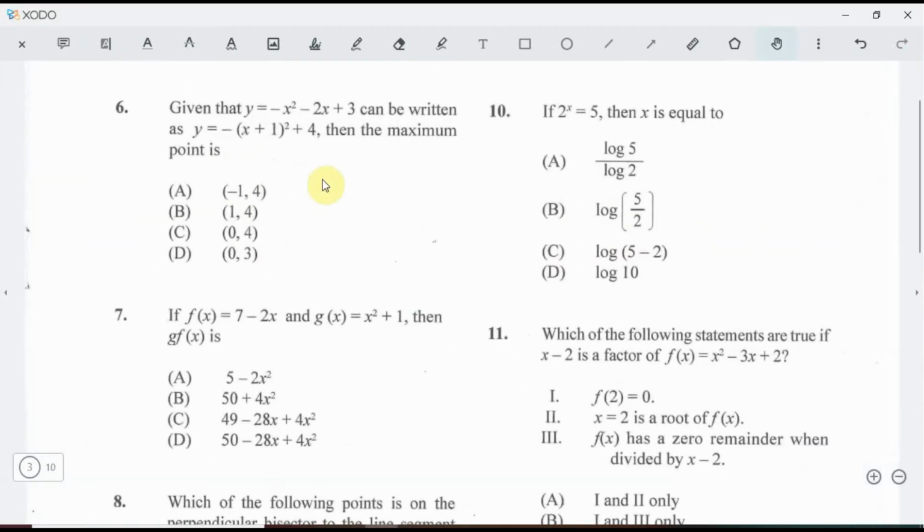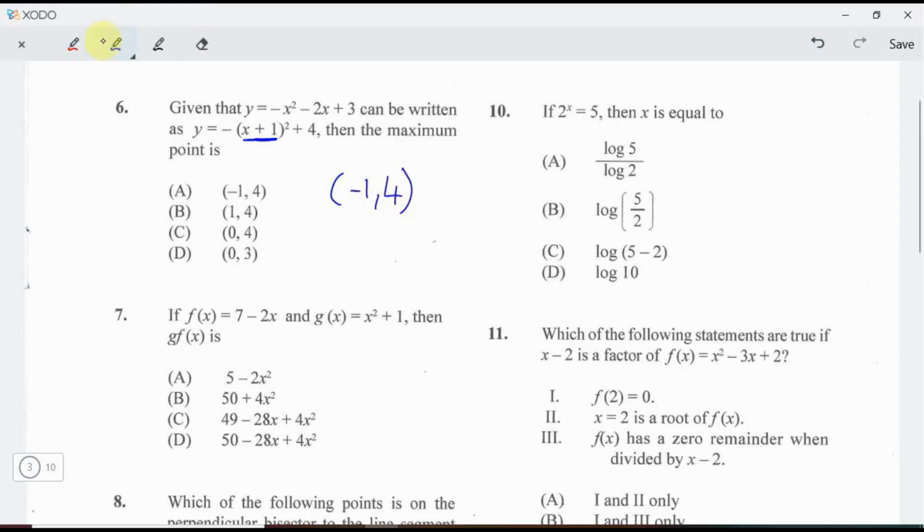Question 6. Question 6 says, given that y equals negative x squared minus 2x plus 3 can be written as y equals negative in bracket x plus 1 all squared plus 4, then the maximum point is always negative h. So the number that is here, that's plus 1. When you set that x plus 1 equal to 0, you'd end up getting x equals negative 1. So it's negative 1, 4 is the maximum point. Option A.